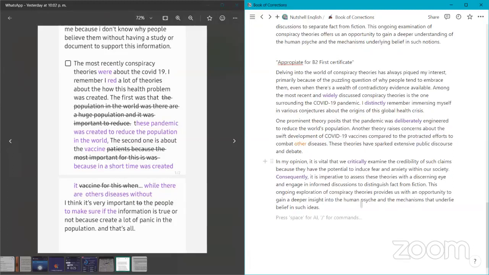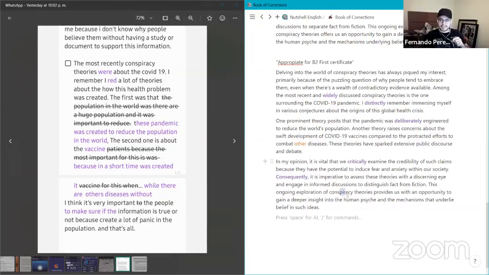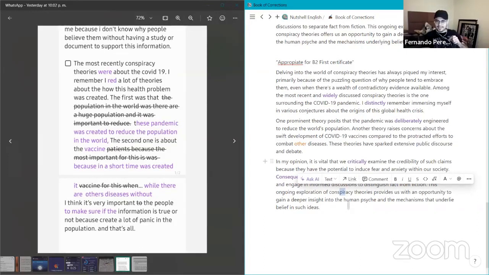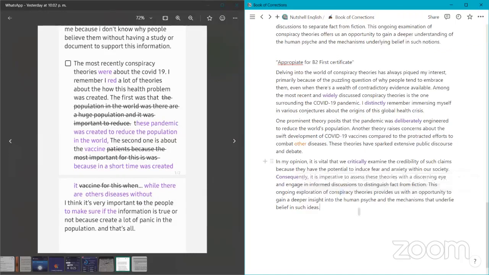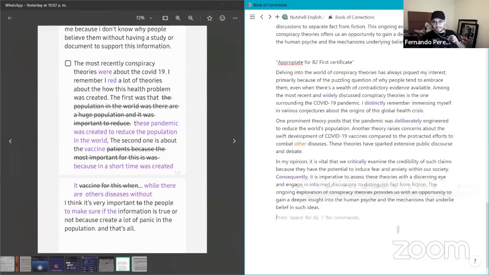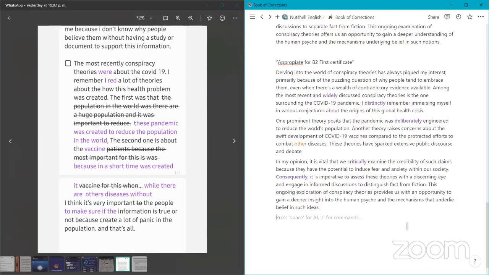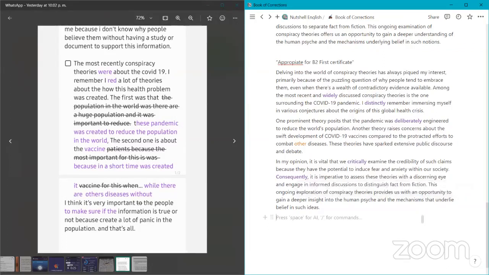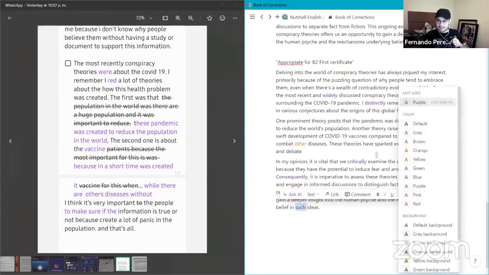And this ongoing exploration of conspiracy theories provides us with the opportunity to gain a deeper insight into the human psyche and the mechanisms that underlie belief in such ideas. Yes, which is another purple word.